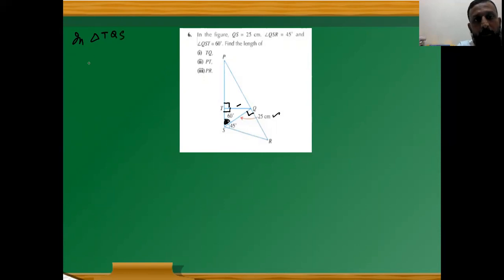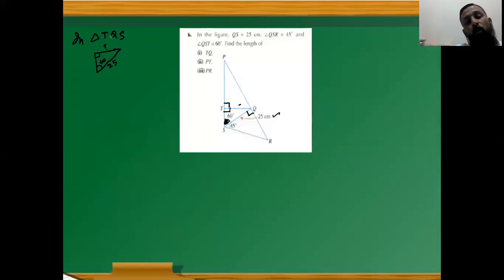Now I'm just drawing it again for your understanding. You're not required to draw it again. If you have a clear understanding, you can do it directly. All right. So this is a 60-degree angle. Then this side is the hypotenuse, 25. And what are they asking us? They're asking us to calculate this length TQ.